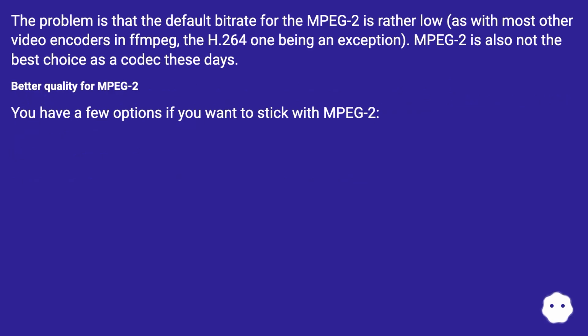The problem is that the default bitrate for MPEG2 is rather low, as with most other video encoders in FFmpeg, the H.264 one being an exception. MPEG2 is also not the best choice as a codec these days. Better quality for MPEG2: you have a few options if you want to stick with MPEG2.